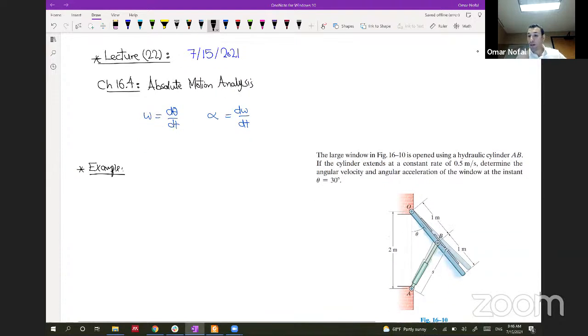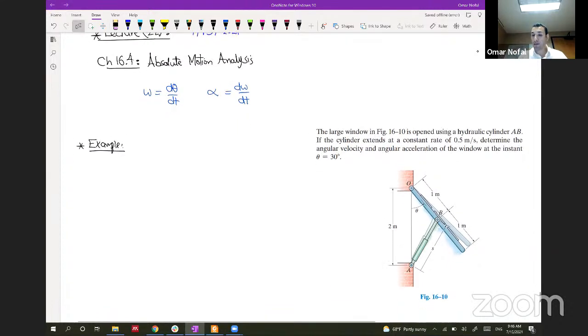So let's illustrate the relationship between two bodies. One of them has a linear and also an angular motion, and the other one has an angular motion. So for this example, we have a large window. This window has a length of 2 meters and is opened using a hydraulic cylinder AB. So this hydraulic cylinder is extending in its length, so this window can open.